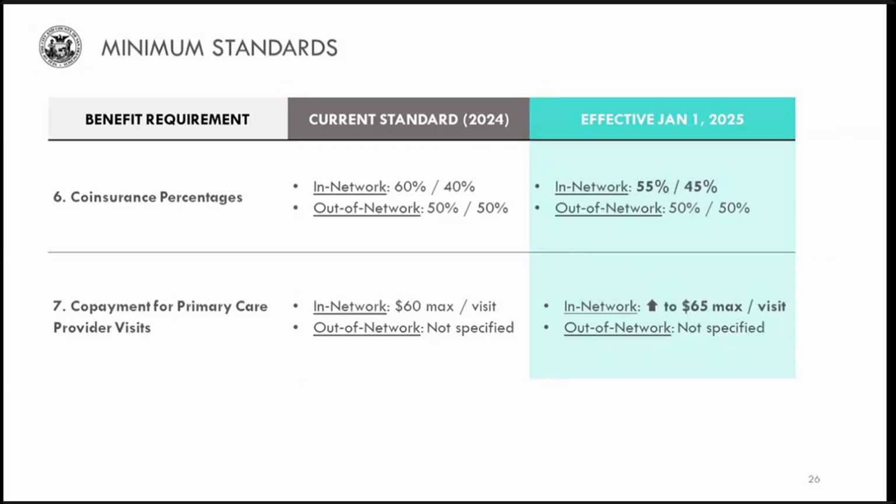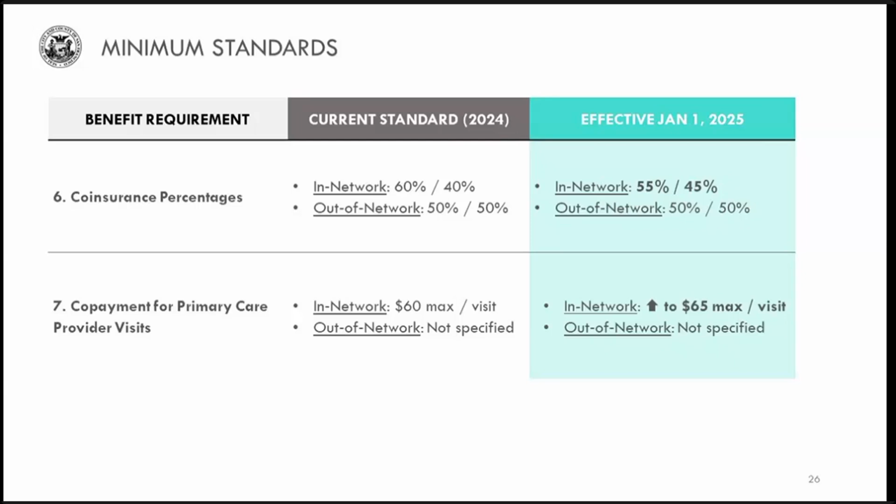The next standards are focused on coinsurance and primary care copayments, both of which have been adjusted to increase the availability of silver plans for employers to choose from. If coinsurance is required for any service, they cannot exceed the following breakdowns. For in-network services, 55% of expenses must be covered by the plan, and 45% must be covered by the employee, which is a change from the previous standard of 60% being covered by the plan and 40% by the employee. For out-of-network services, costs are split evenly.